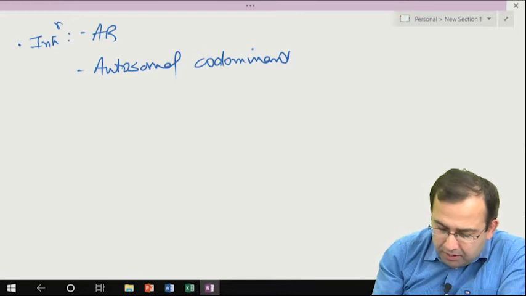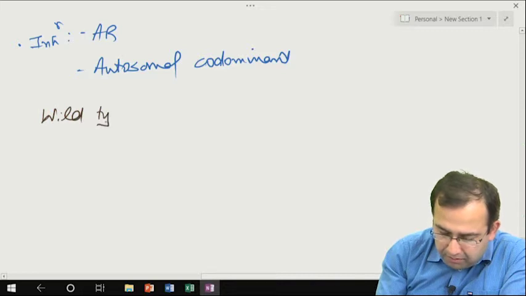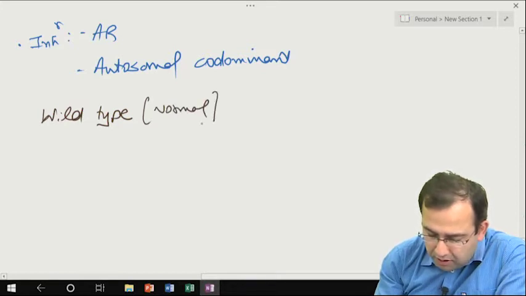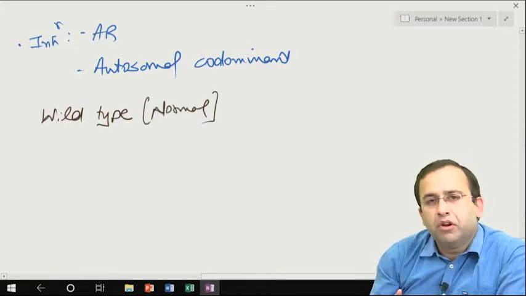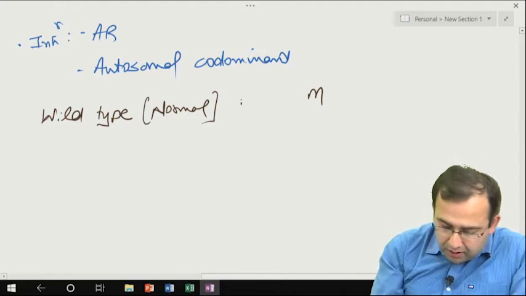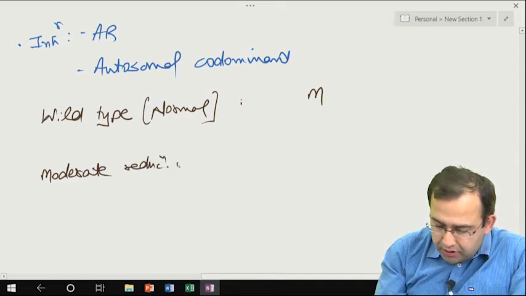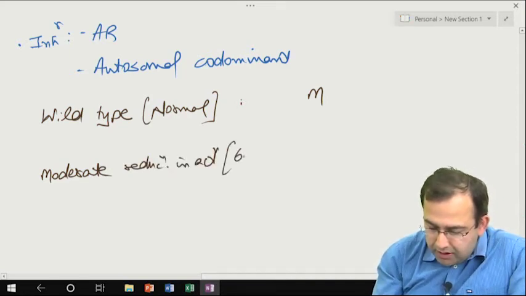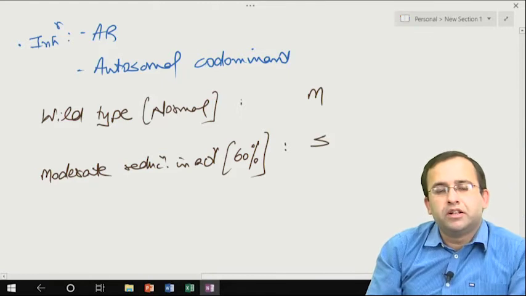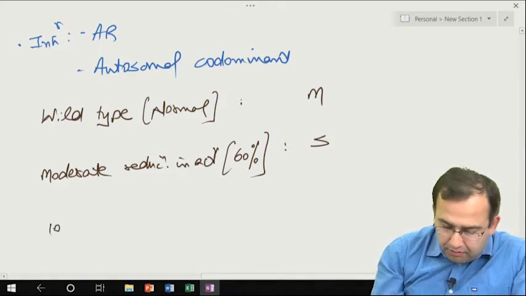Next point. The wild type allele. Wild means normal. Please do not think that civilization is normal and wild is abnormal. No, children, wild means normal. Wild type allele is M type. Next, moderate reduction in activity. Moderate reduction means 60% of the activity is by the S type.